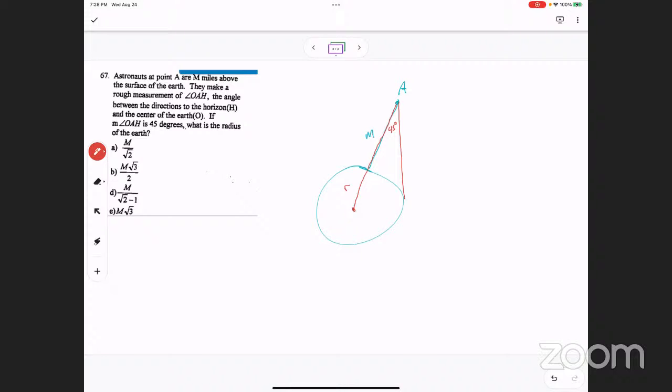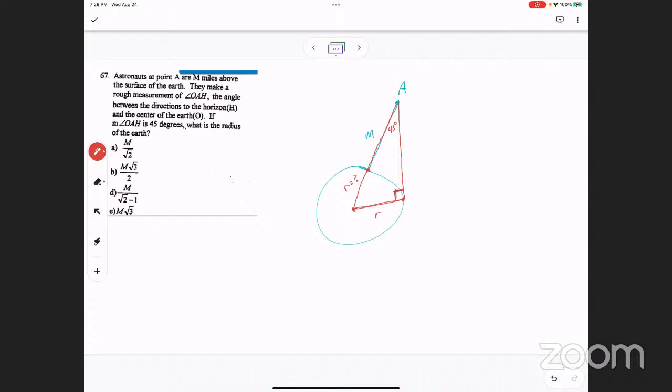So they're trying to find out what R is, the radius of the Earth. Well, notice that R is here and here, right? Just like on that last one. So let's come up with an equation for this. This is going to be a right angle because it's a tangent. So this is a 45, 45, 90.